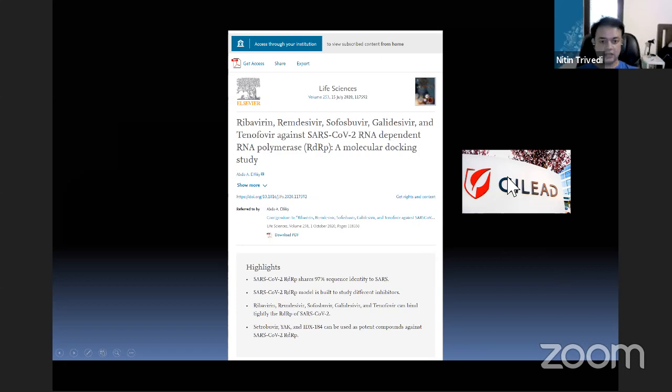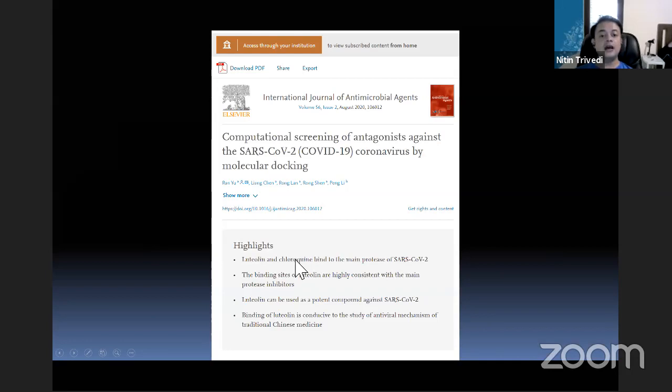So if they can do it, we can also do it, isn't it? This is another paper published in the International Journal of Antimicrobial Agents. This paper says that chloroquine is also binding to the protease of the SARS-CoV-2. That is why preliminarily we found good news about chloroquine on SARS-CoV-2, because it can molecularly get docked to the protease enzyme of this virus, you know.